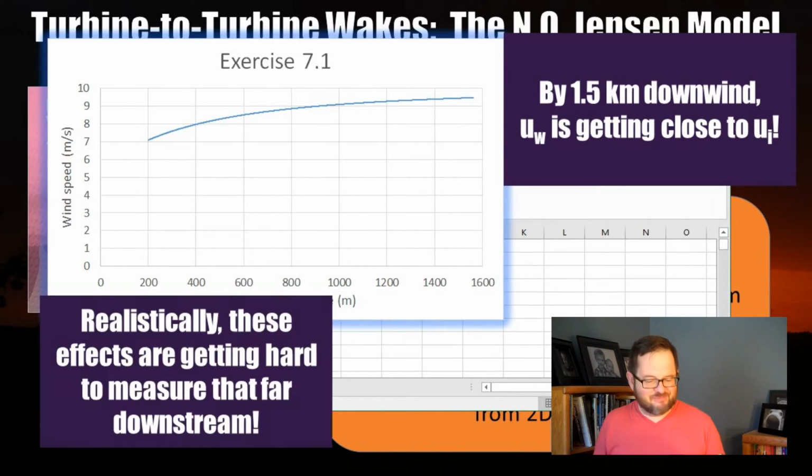By 15 rotor diameters out there, the wind speed's about 9.6 meters per second inside the wake, about 10 meters per second outside the wake. Wind speeds vary second by second, fraction of a second by fraction of a second. Realistically, we're well within the measurement error at this point. Realistically, by about 10 rotor diameters downwind, it's getting really hard to find. If you actually had an anemometer out there, you'd have a hard time finding the wake by about 10 rotor diameters downwind.